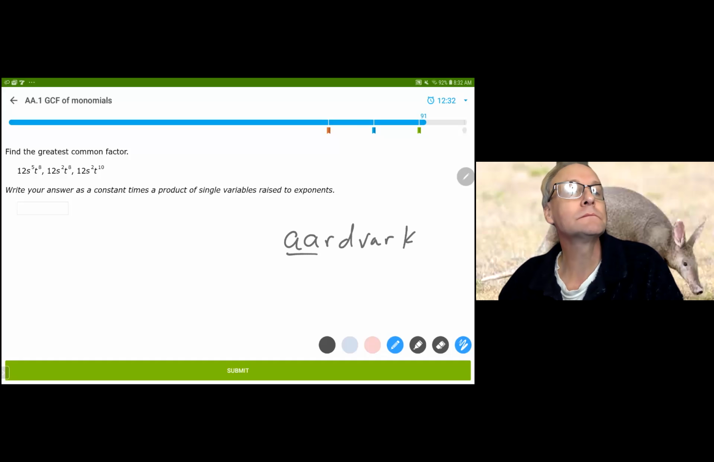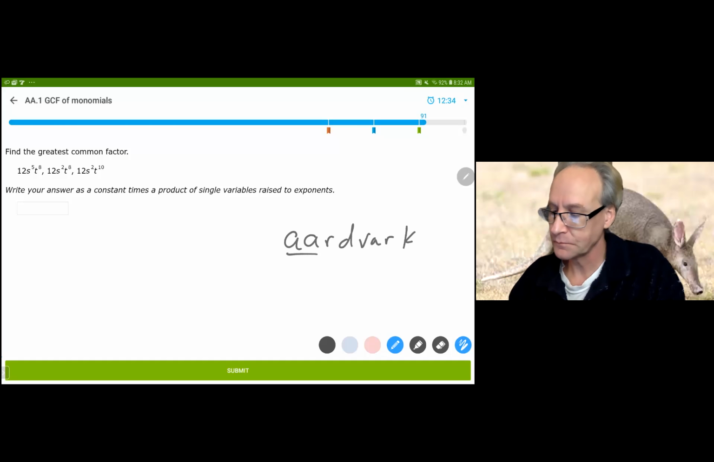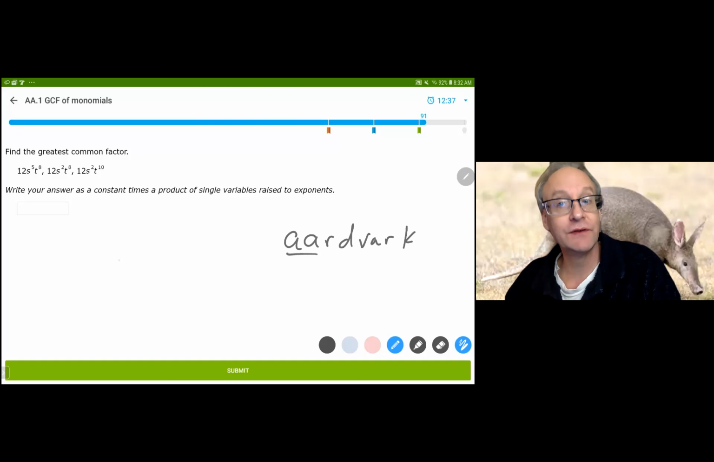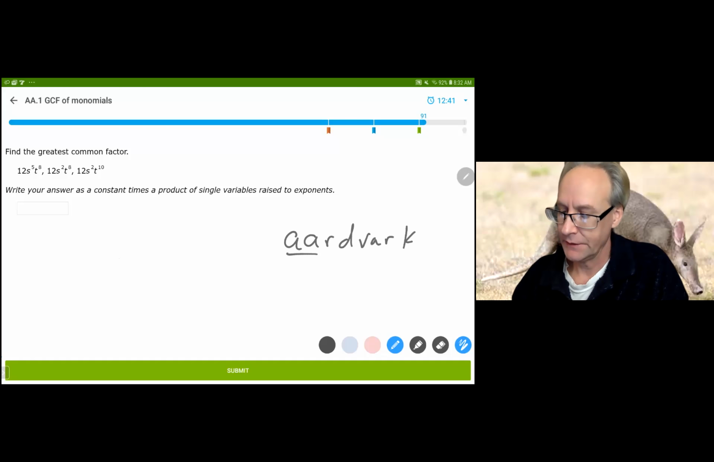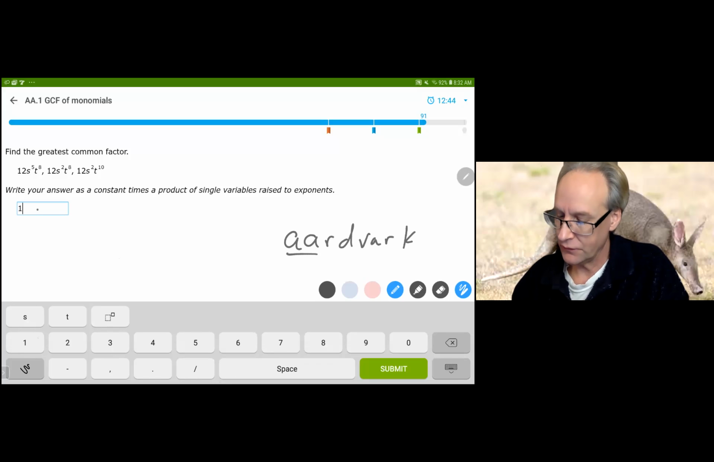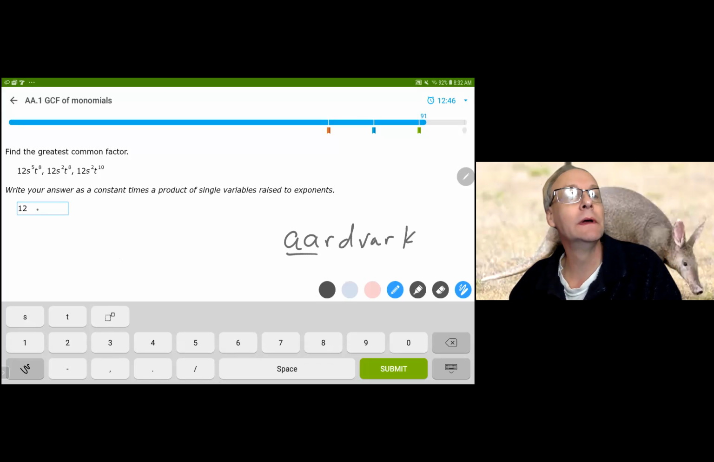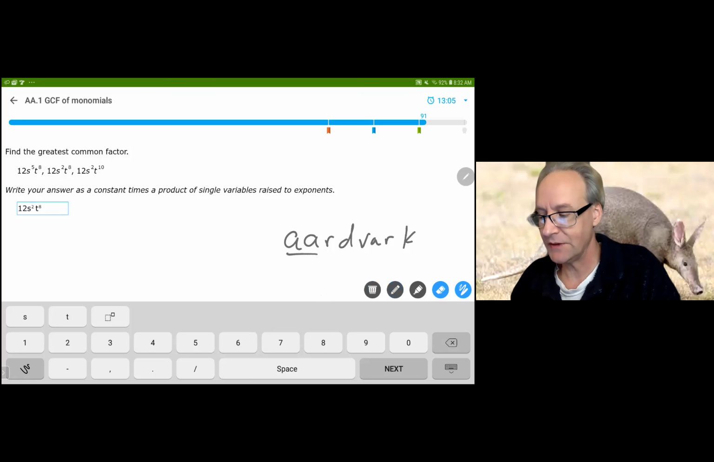Anyway, they all have a 12, don't they? They also all have 2 S's in common, and they have 8 T's in common. So we're looking for 12. They all have a 12. They all have at least 2 S's, S to the 2nd. And they all, I do need to go down. Okay, T to the 8th. 8 is the smallest t. So there's your common factor.